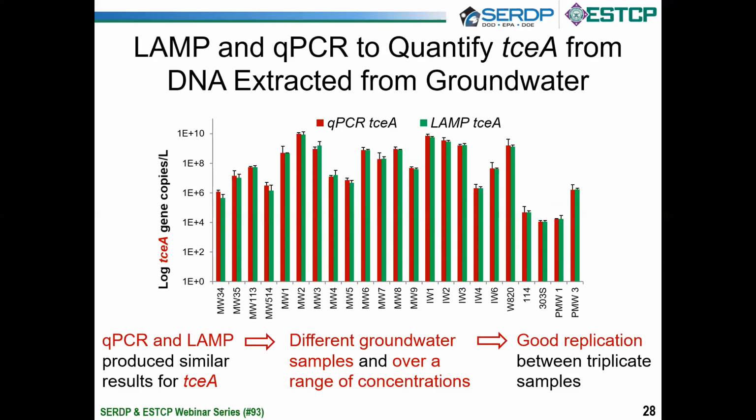The results for TCEA are shown on this slide. The names of the groundwater monitoring wells are shown on the x-axis, and the y-axis illustrates the log gene concentration of TCEA. The average values obtained from qPCR are shown in the red bars, and those for LAMP are shown in the green bars. The black bars represent standard deviations from triplicate groundwater samples. Overall, you can see both methods produce similar results. The values were similar across multiple sites and over a range of gene concentrations. And we also find good replication between triplicate groundwater samples.